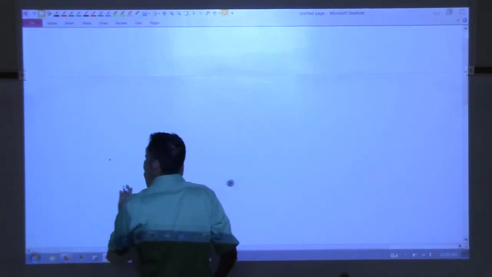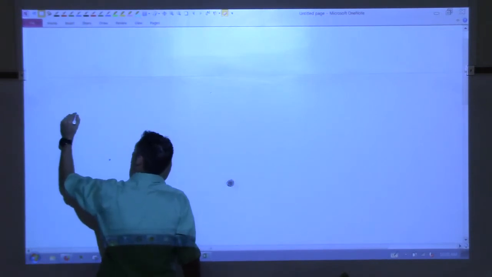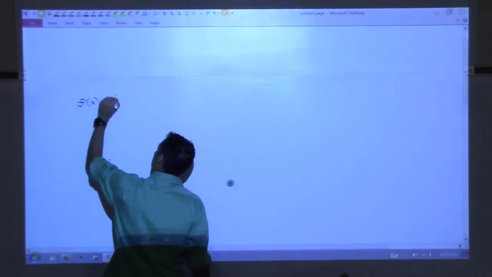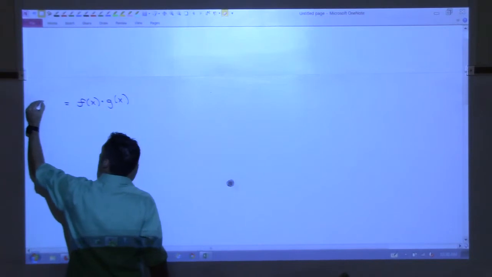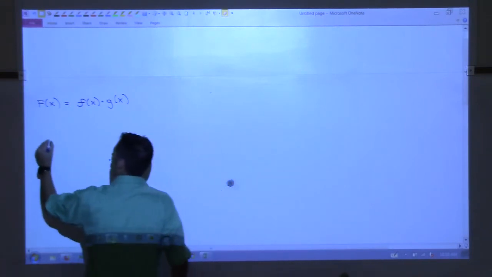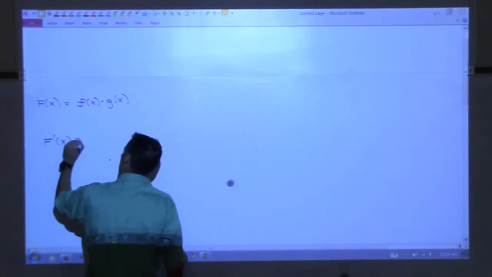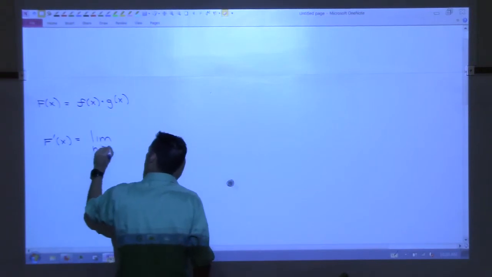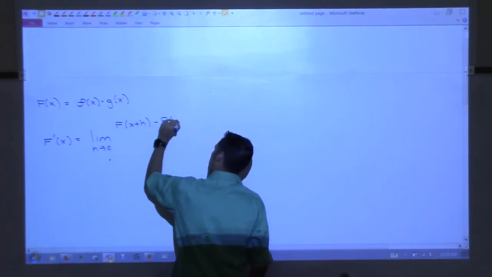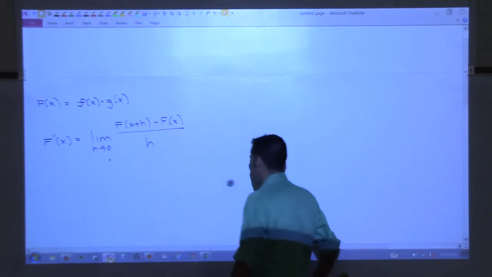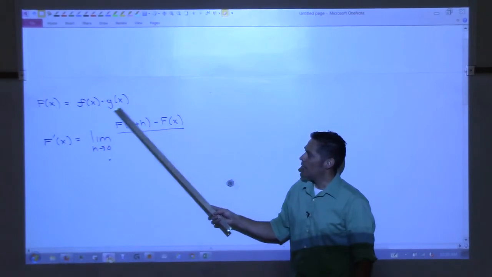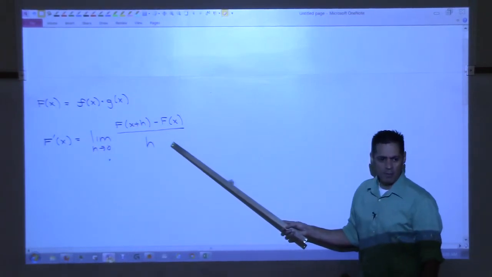All right, so let me start off with this. Here's what I have to do. If I have a function f of x times g of x, and let's call this capital F of x, and I want to find the derivative, capital F prime of x, I need to take the limit as h goes to 0 of capital F of x plus h minus capital F of x all over h. So what I'm trying to do is I'm defining a function capital F to be the product of two functions, little f and little g. And so the derivative of capital F is this formula. Do you all agree with that formula?